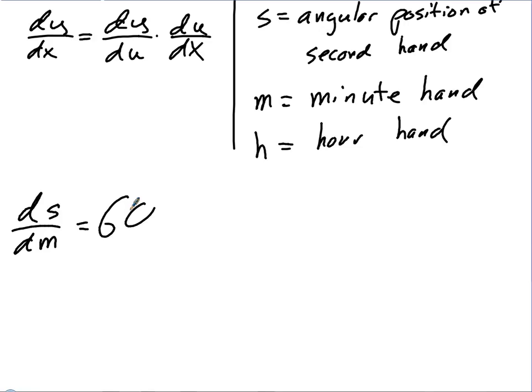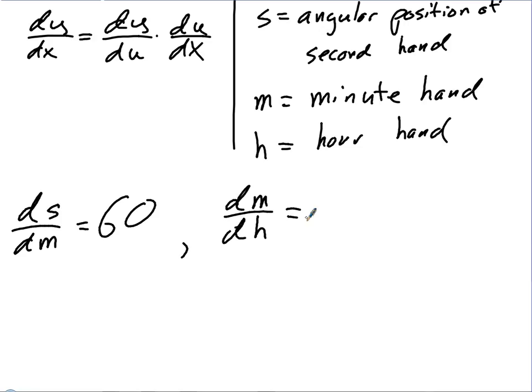Now, what about dm/dh? Is it 60? Think about it. Picture a clock. Think about the hands on it. Now let's go back to this first one. If you can picture an analog clock speeding up, the second hand would have to go around 60 times for that minute hand to tick through all 60 minutes, right?